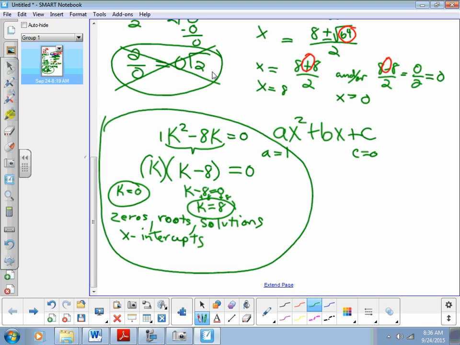Sometimes some of the factoring might take longer because maybe some of the numbers that multiply to give me the top and give me the bottom, we can't figure out. Remember, there are also other ways that you're going to be able to find all these solutions, zeros, roots, and x-intercepts. Another one is called completing the square. I'll go through that one, not right now. I'll bring it up again later.